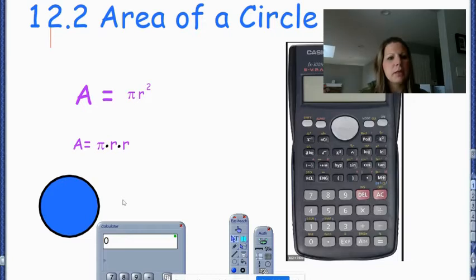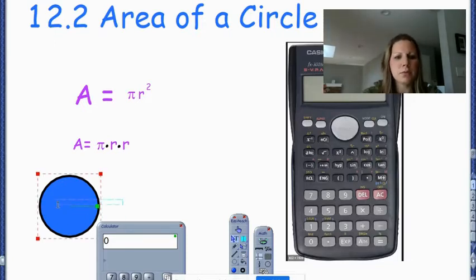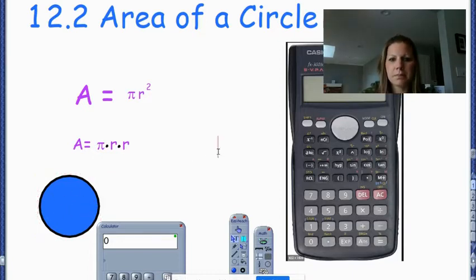When I'm talking about the area of a circle, if I had this blue circle right here, I would be figuring out all the space that is blue on this circle. I'm going to actually bring this over with me to the next problem.